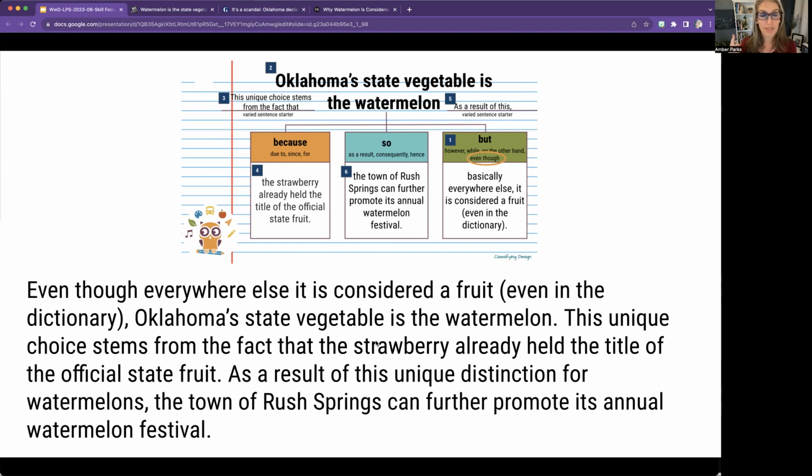Now, let's circle back to the very first thing that we talked about of a transitional word or phrase per sentence. Do we have them? Well, in the first sentence, we have even though. Do we have one in our second sentence? This unique choice stems from the fact that the strawberry already held the title of the official state fruit. No, we don't. Second sentence, as a result of this memorable distinction for watermelons, yes, the town of Rush Springs can further promote its annual watermelon festival.